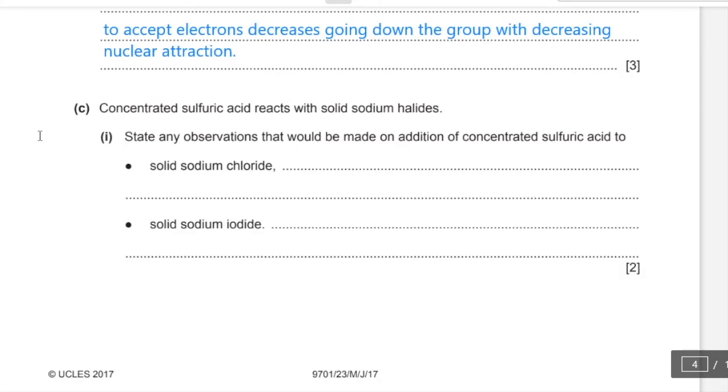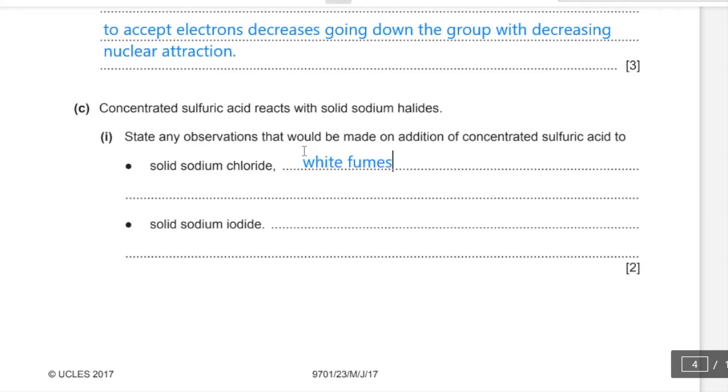C. Concentrated sulfuric acid reacts with sodium halides. 1. State any observations that would be made on addition of concentrated sulfuric acid to sodium chloride and sodium iodide. So with sodium chloride, it only acts as an acid, forming hydrogen chloride and the salt sodium sulfate. Whereas with sodium iodide, it acts as an oxidizing agent, forming a mixture of products. And since hydrogen chloride forms in the first reaction, that would be observed as white fumes.